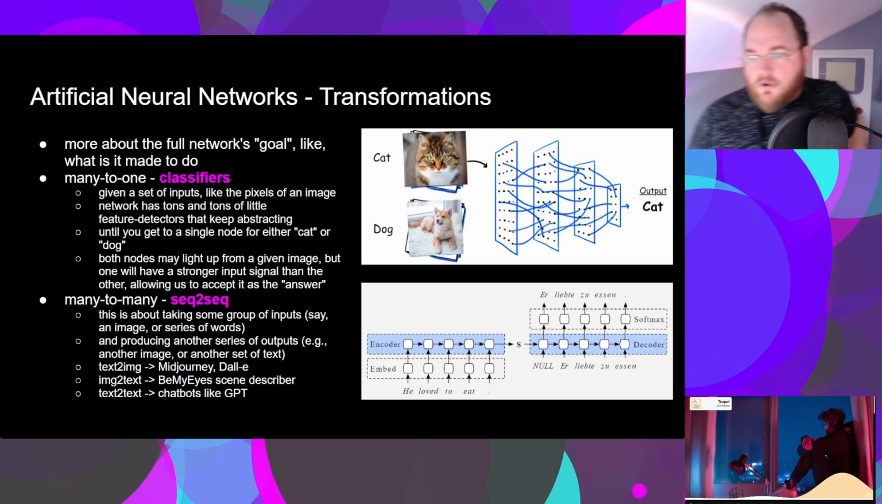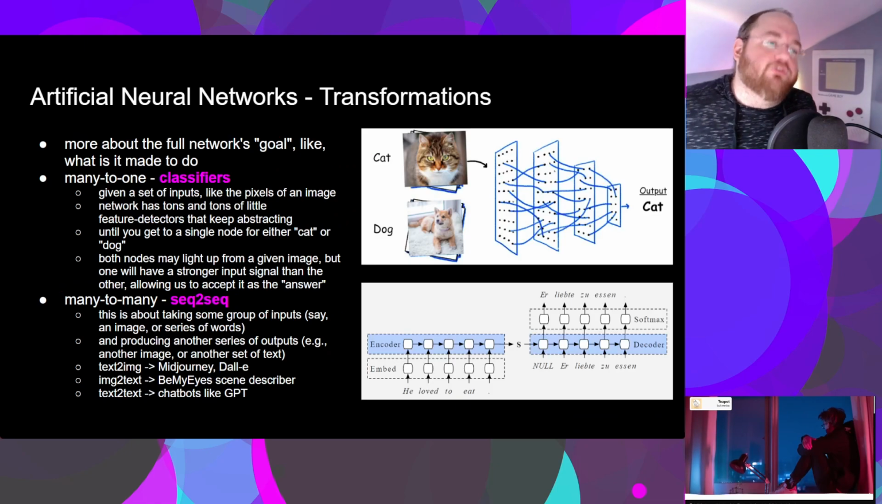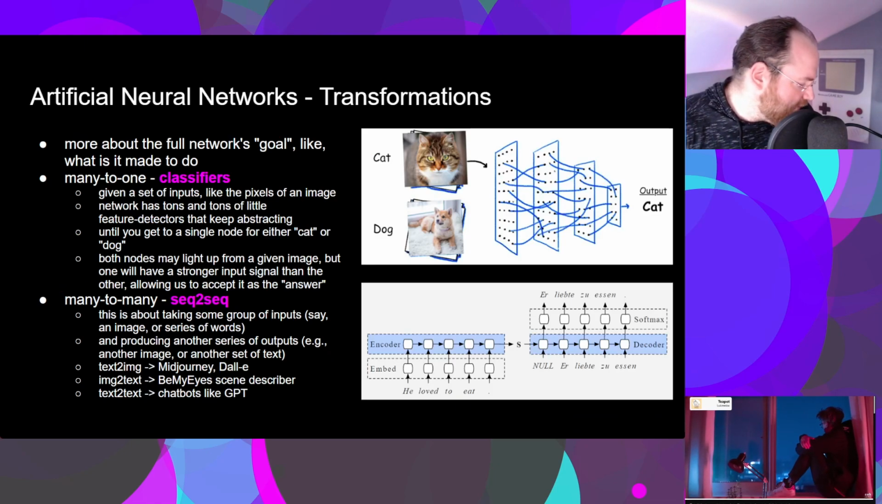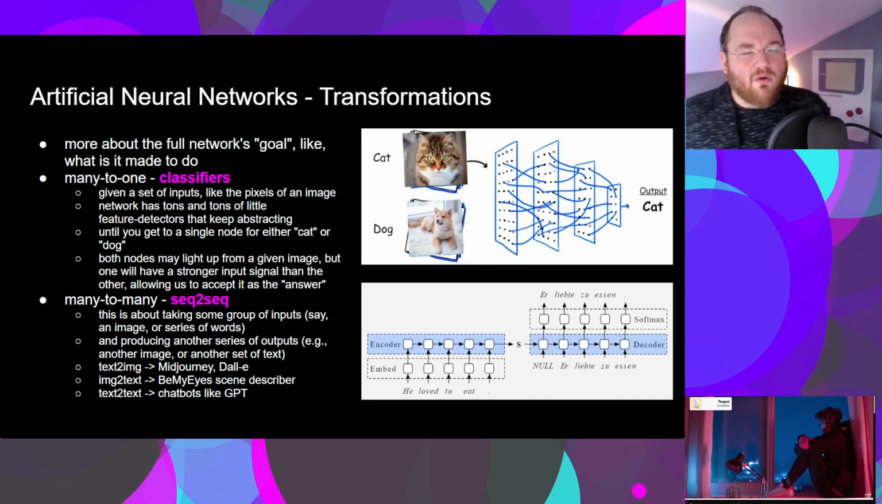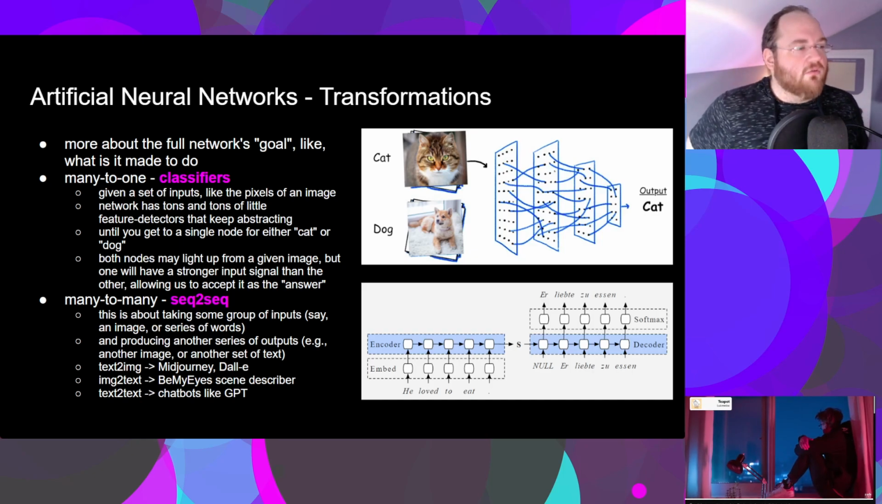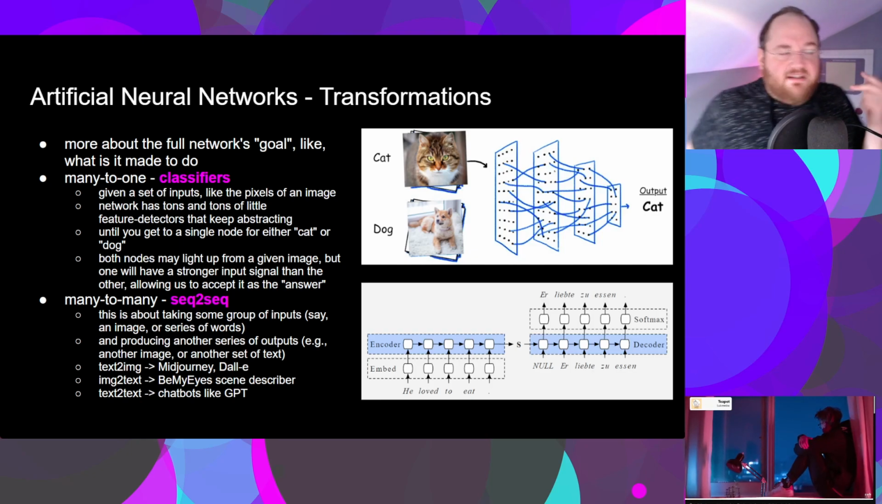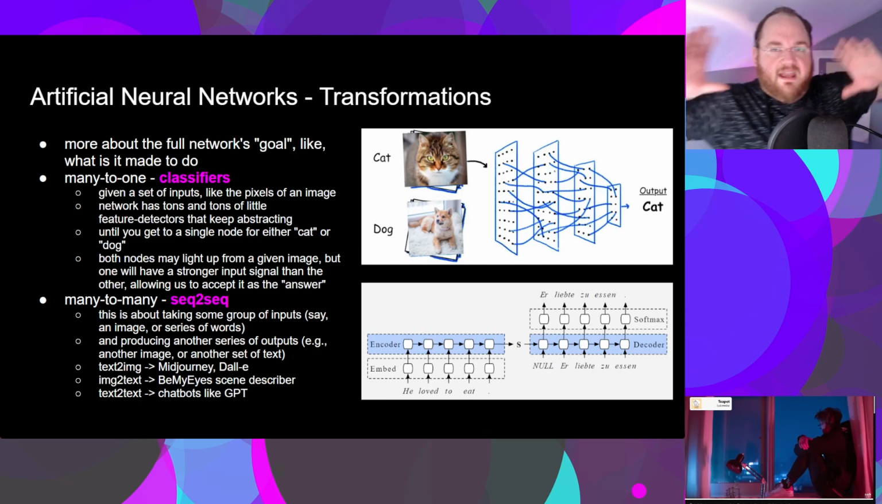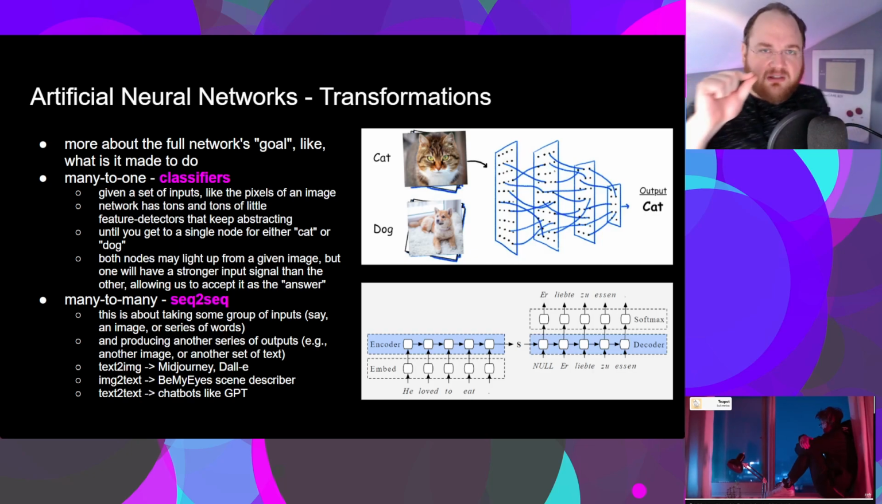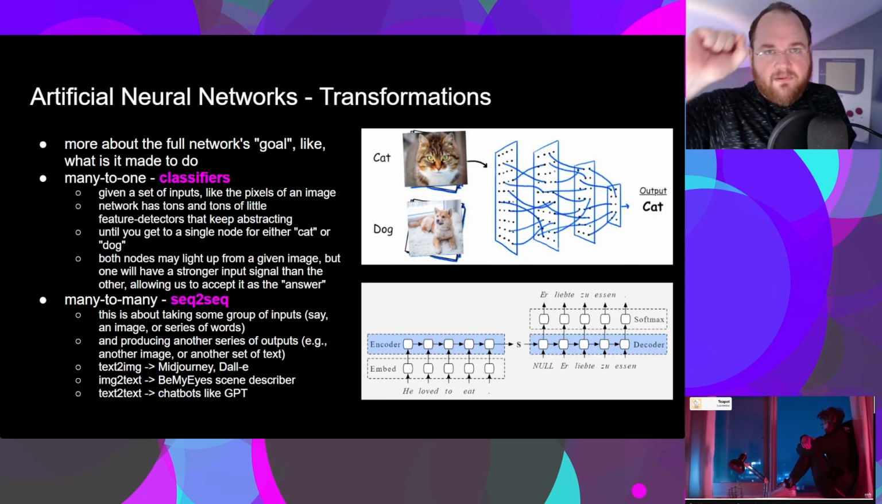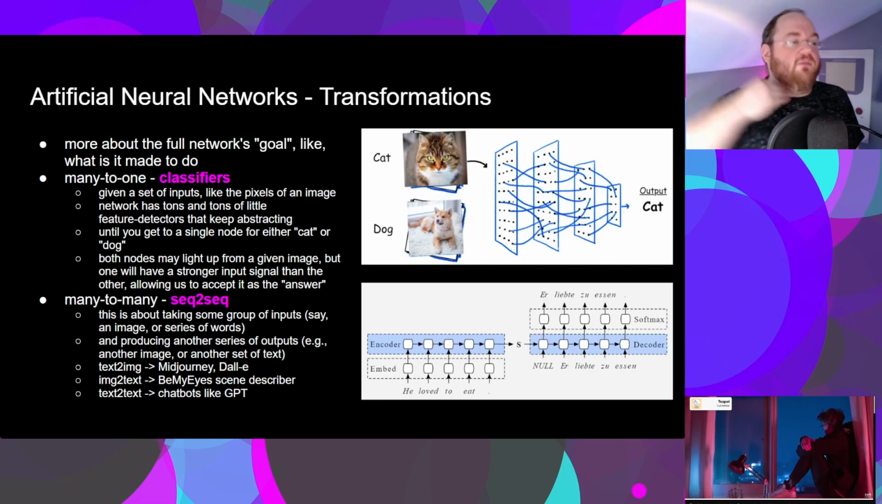Okay, and now let's talk about transformations. This is back to the idea of, okay, what is the whole system doing, right? What's the goal of the network? We'll talk about two right now. Many to one is the idea of I have lots and lots of inputs, but I'm only going to really output one lit up specific node. And what is this like?